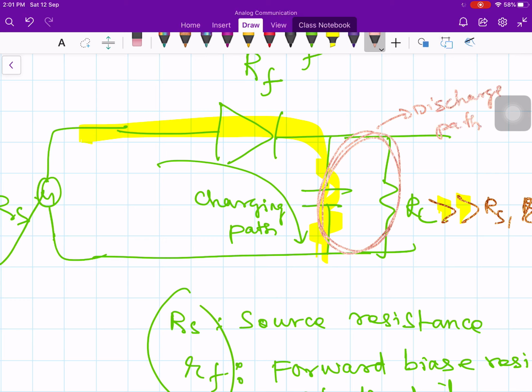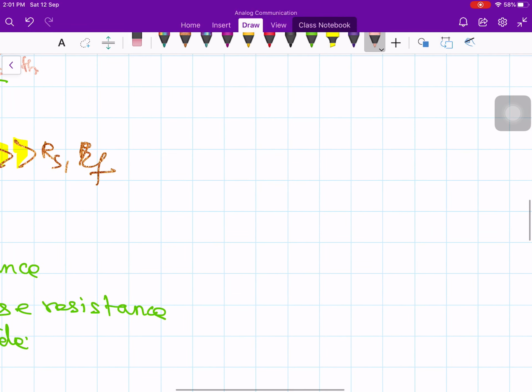Therefore the capacitor discharges through RL. Now what is the discharging time constant? The discharging time constant is RL times C. Now what would you like this RLC to be? Should it be a large value or a small value? It should be large, so that it should discharge slowly. So RL times C should be large.